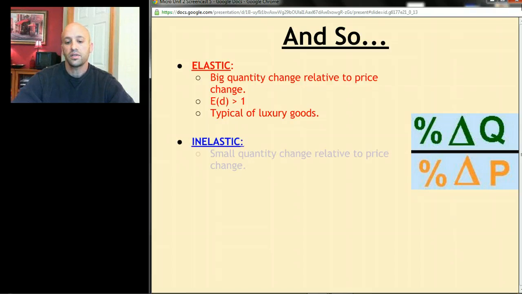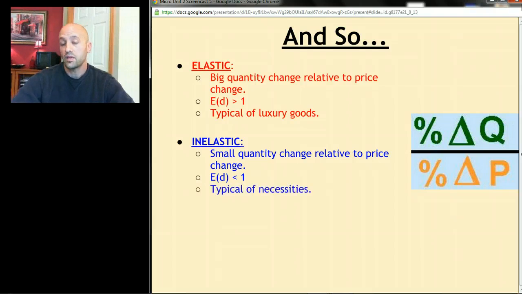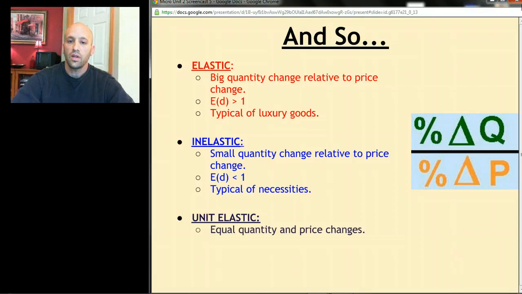We're going to call something inelastic, meaning that there's a small quantity change relative to the price change if the number we get from this formula is less than 1. And that's typical of things like necessities, food, clothing, or at least the bare minimum of clothing, insulin to a diabetic, heroin to a heroin addict, etc. We're also going to see something called unit elastic. And what unit elastic means is that when the price changes, quantity changes in the same percentage amount. That's going to be the case when we get a number in this formula that's equal to 1.